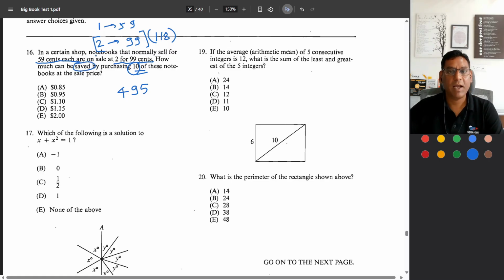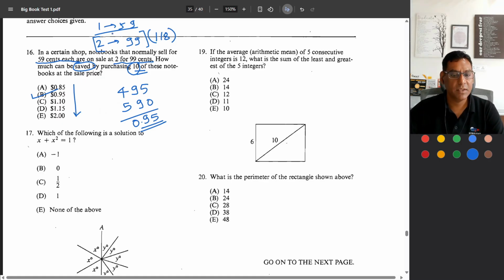If I were to buy them at the individual rate, that would have required me to shell out 590. So how much am I saving? I'm saving 590 minus 495, so I'm saving 95 cents, right? So the answer is B, right? Is there any calculation mistake? Because these numbers are pretty close. I think we are right.